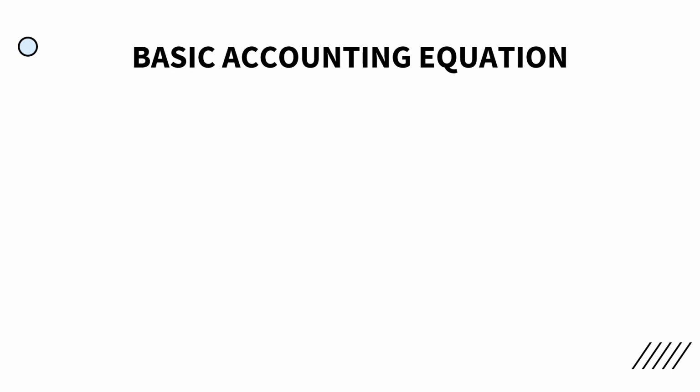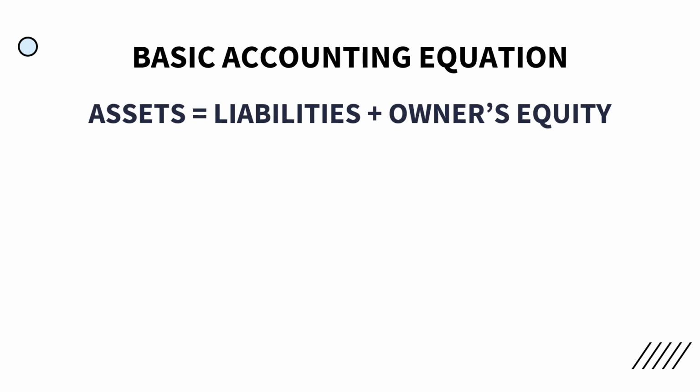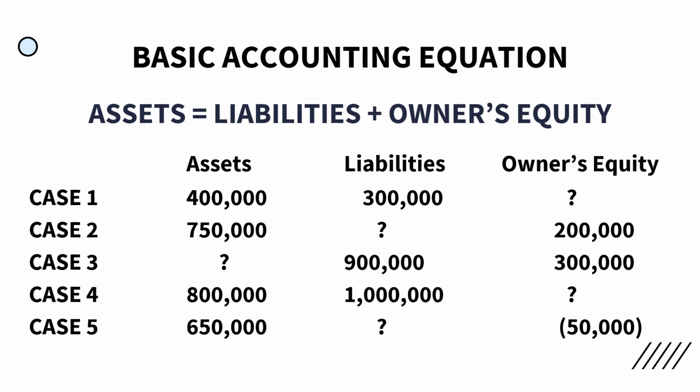This video is a discussion on the basic accounting equation, whereby assets is equal to liabilities plus owner's equity. This is actually discussed when we discuss our financial statements, specifically the statement of financial position. So for case 1, we have assets of 400,000 is equal to liabilities of 300,000, and how much is the owner's equity? So the answer here is 100,000 to make the accounting equation equal.